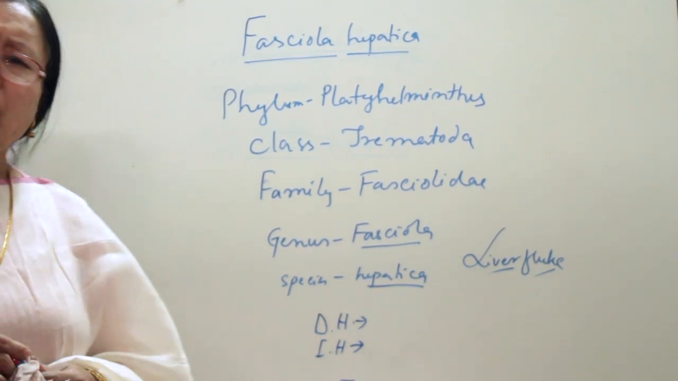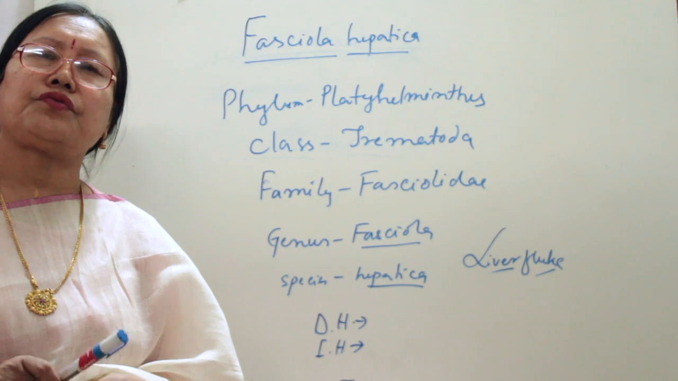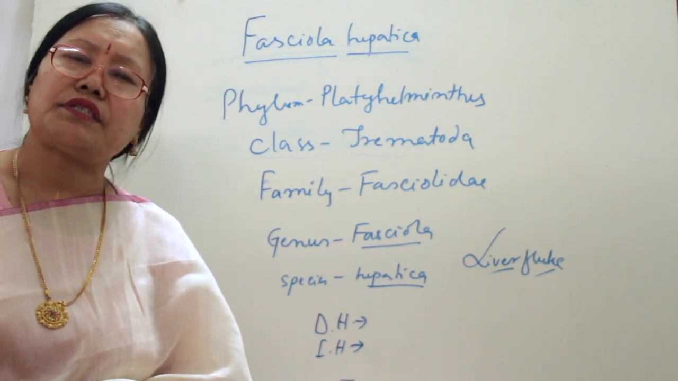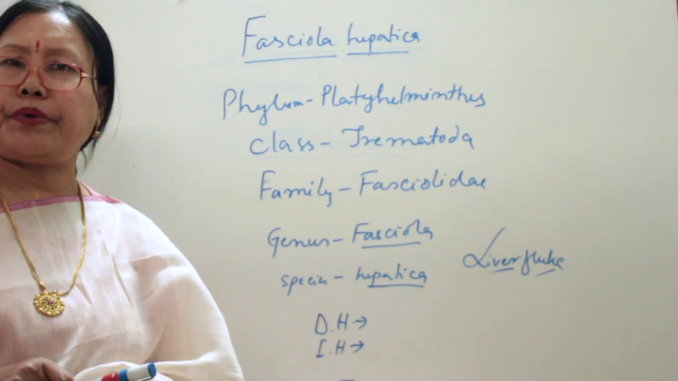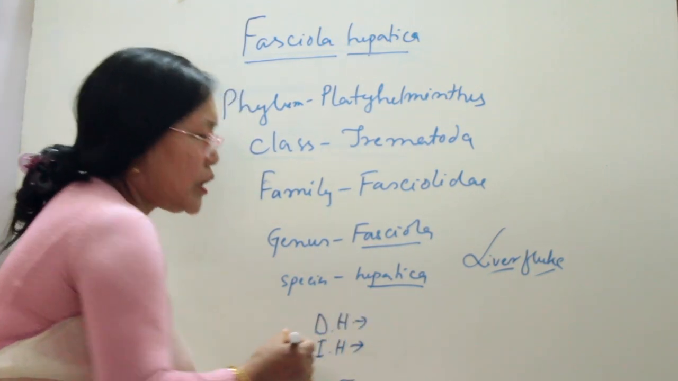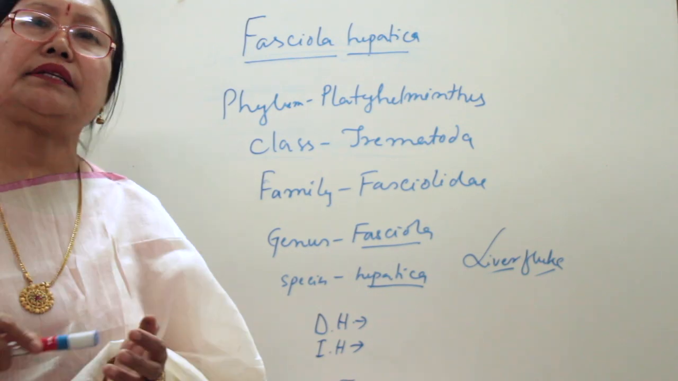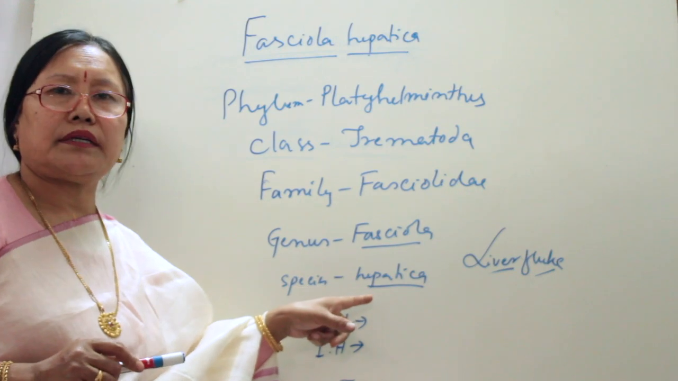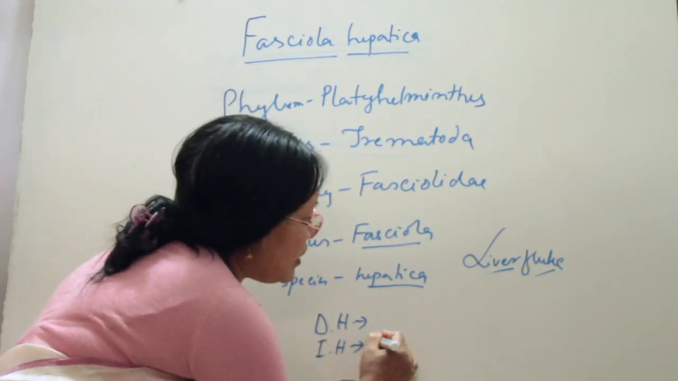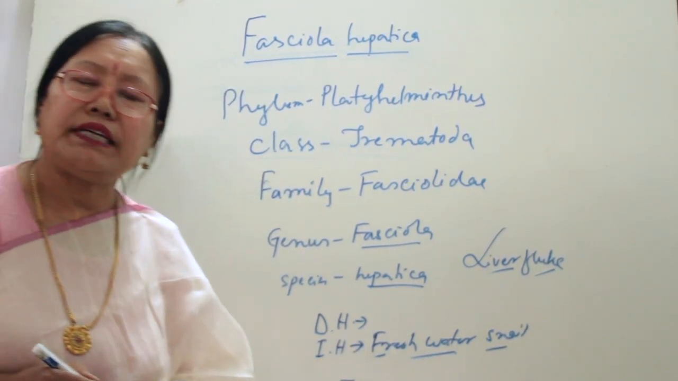Then, what do you mean by definitive host and intermediate host? The definitive hosts are those hosts where the adult stage of the parasite is present. For example, for this parasite, the definitive hosts are certain mammals, for example, buffaloes, cow, sheep, goat, as well as human beings. And the intermediate hosts are those hosts where the larval form of these parasites is present. In order to complete their life cycle, Fasciola hepatica needs two types of host. One is the definitive host, as I have already mentioned, and the other, the intermediate host, is the freshwater snail, which is the intermediate host for this helminth parasite.